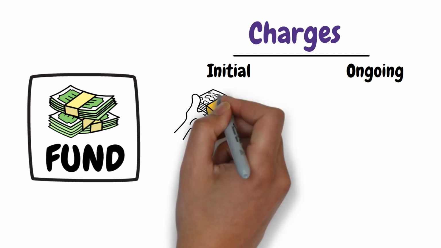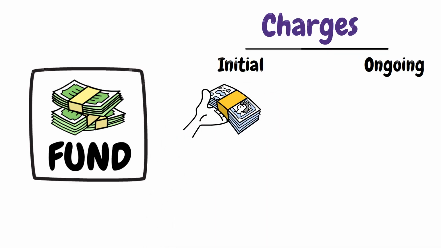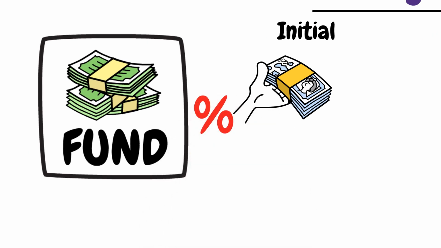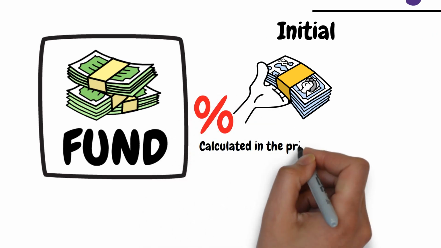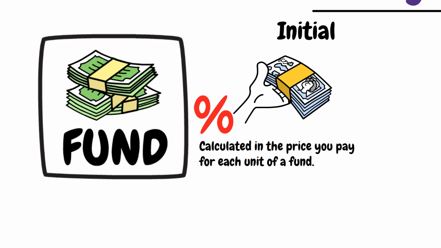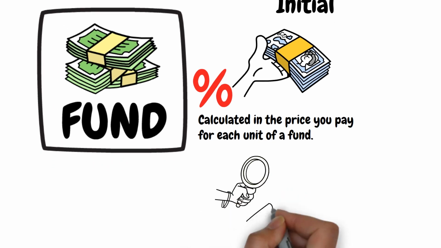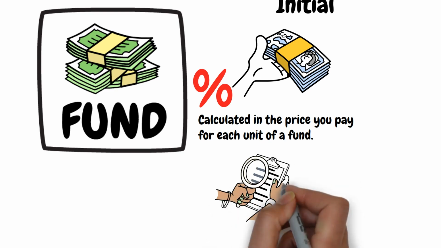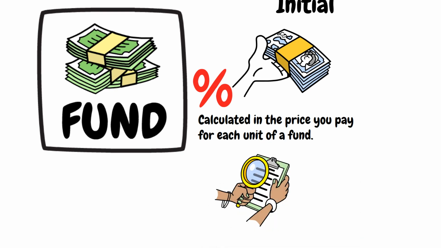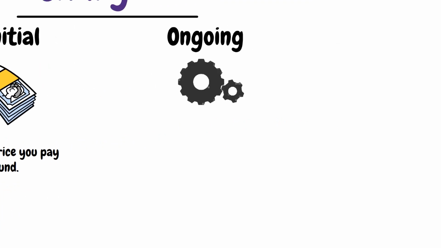The initial charge is a charge that you will pay at source when you purchase a fund. It is normally displayed in percentage form and is calculated in the price you pay for each unit of a fund. Not all funds will charge this, and some providers remove initial charges completely, but you need to check with your investment platform which funds charge these.